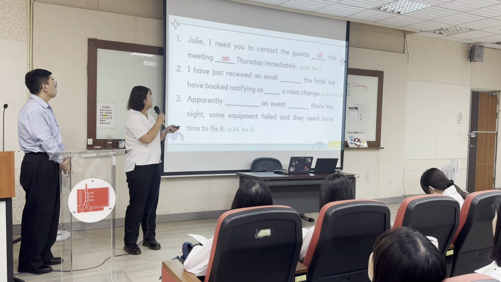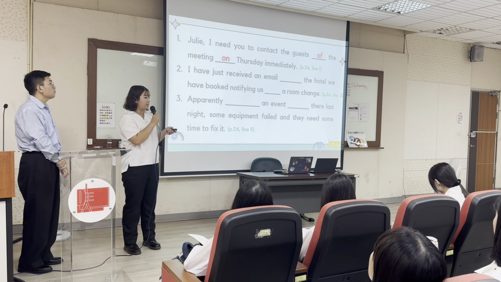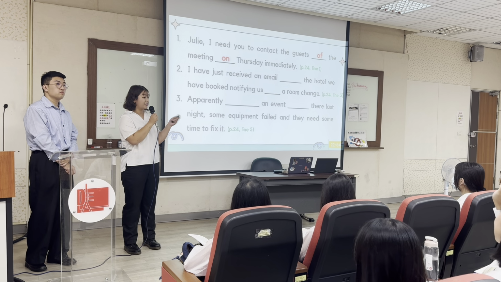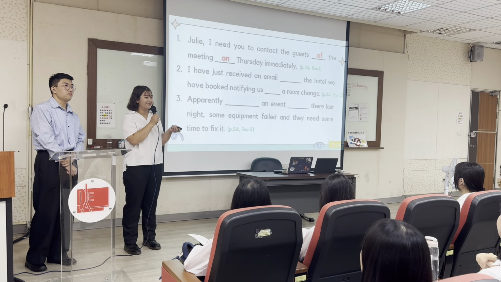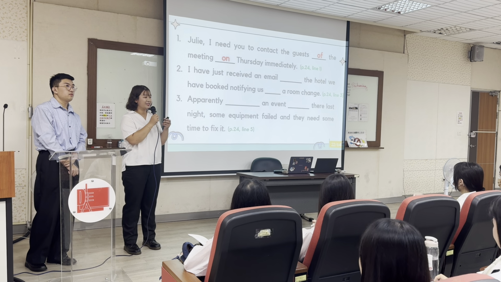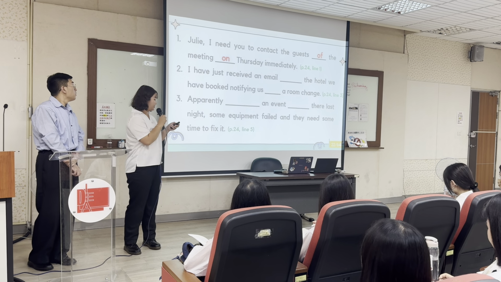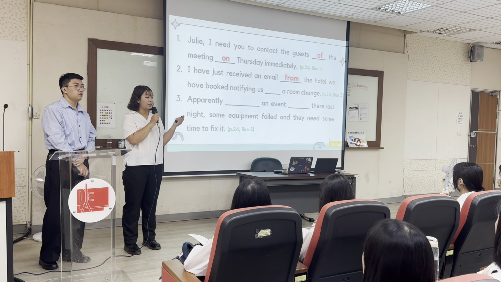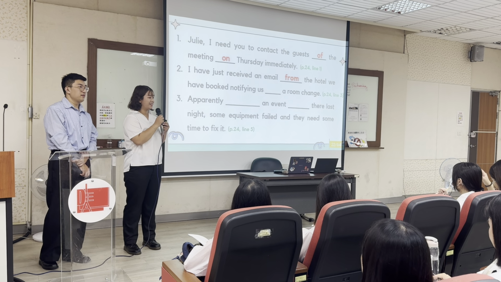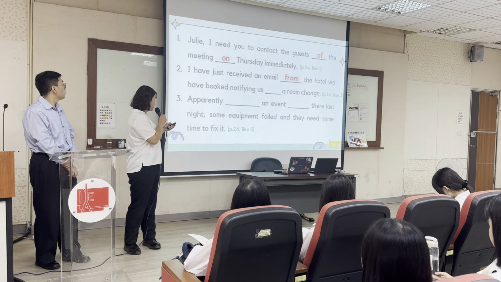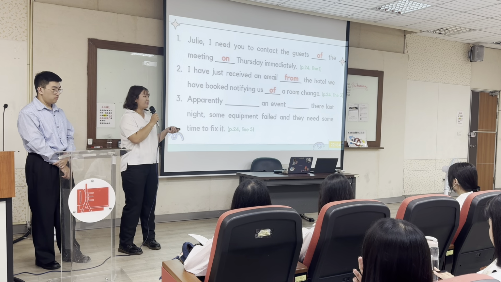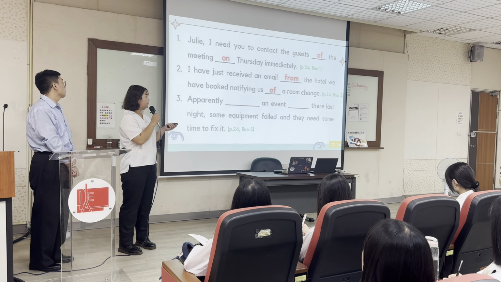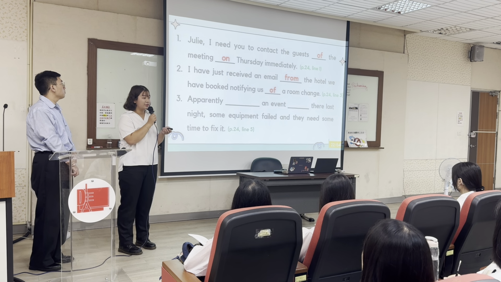Okay, the second question is, I have just received an email, the hotel we have booked notifying us a room change. Okay, the same. 3, 2, 1. Yeah, the answer is from accents. And the next blank space, 3, 2, 1. Yeah, the answer is off. So please repeat after me again. I have just received an email from the hotel we have booked notifying us of a room change.